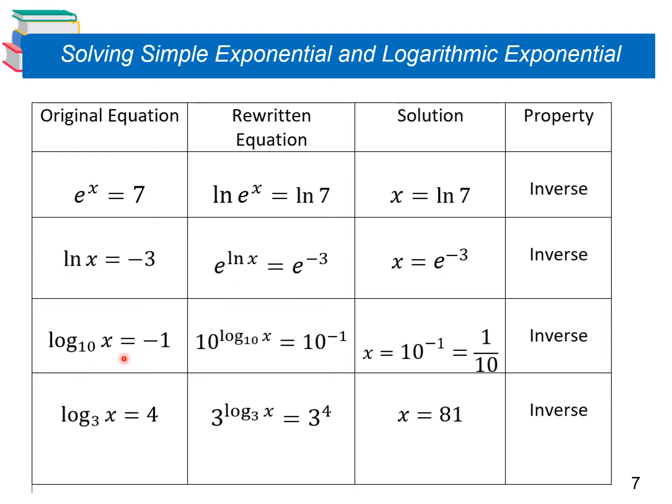Then we also have log x to the base 10 equals negative 1. So we can rewrite it as 10 raised to log x to the base 10 equals 10 to the negative 1. For the solution, x equals 10 to the negative 1, which is also equal to 1 over 10. And for the last one under inverse property, log x to the base 3 equals 4 can be rewritten as 3 raised to log x to the base 3 equals 3 to the fourth. And from here, x equals 81.